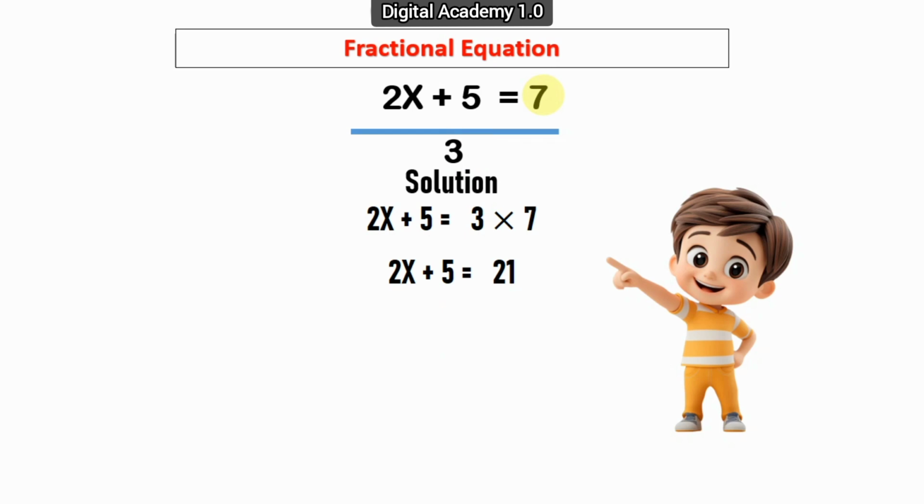Step 2. Subtract 5 from both sides. 2x + 5 - 5 equals 21 - 5, like this we get 2x equals 16. Now, divide by 2. x equals 16/2. x equals 8. Final answer.